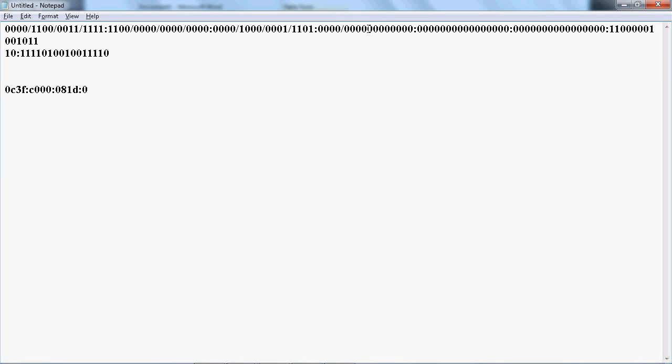Can take all of them are 0, so the hexadecimal value is also 0. Next 4 digits can be taken, so this is also all of them 0, so here we can use 0. Next 4 digits also 0, so we can use 0. Next we can separate that group using colon.